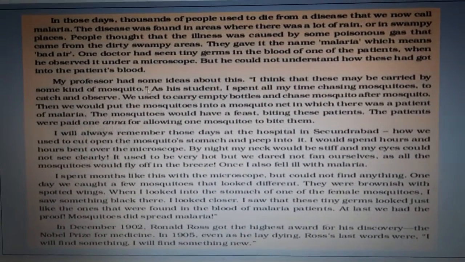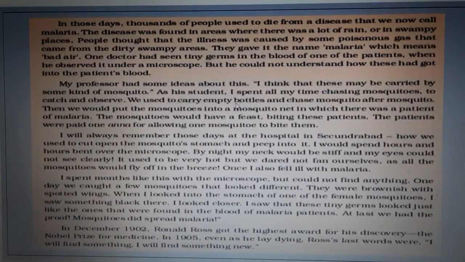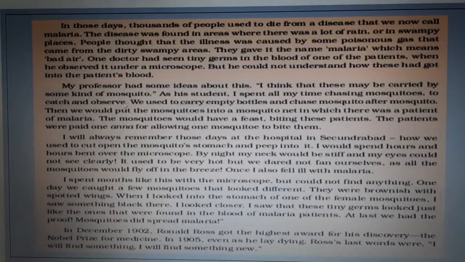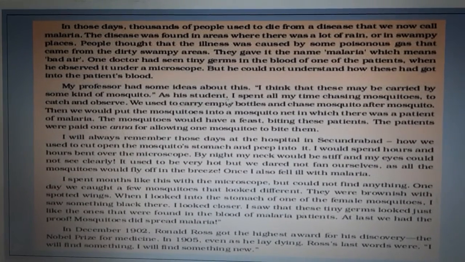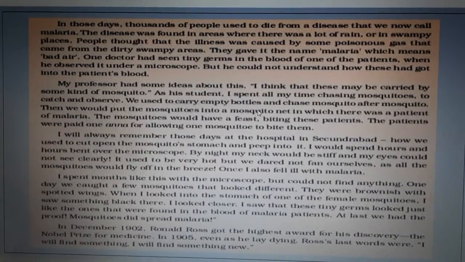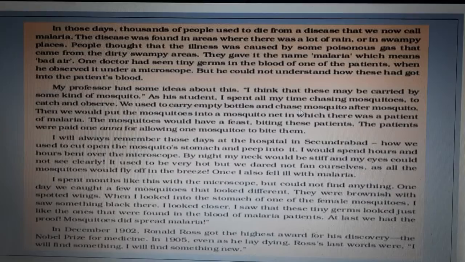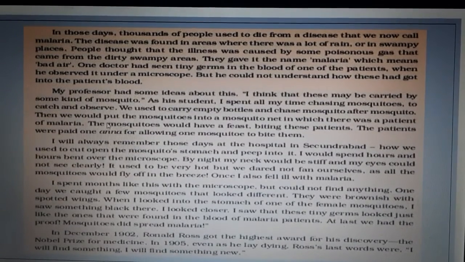My professor had some ideas about this. I think that these may be carried by some kind of mosquito. As his student, I spent all my time chasing mosquitoes to catch and observe. We used to carry empty bottles and chase mosquito after mosquito.